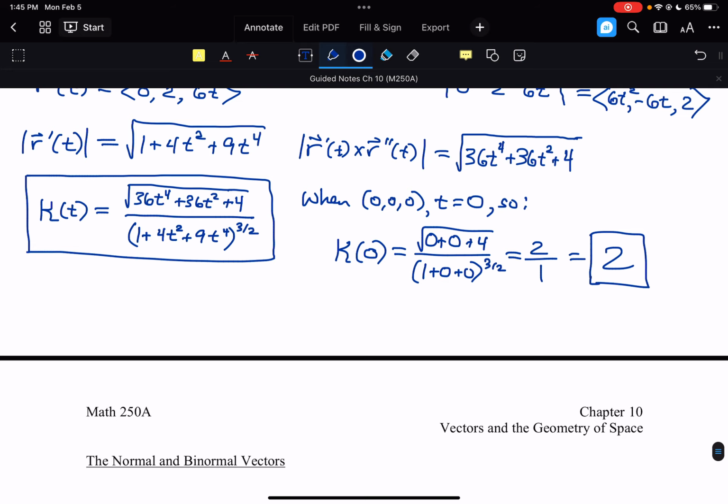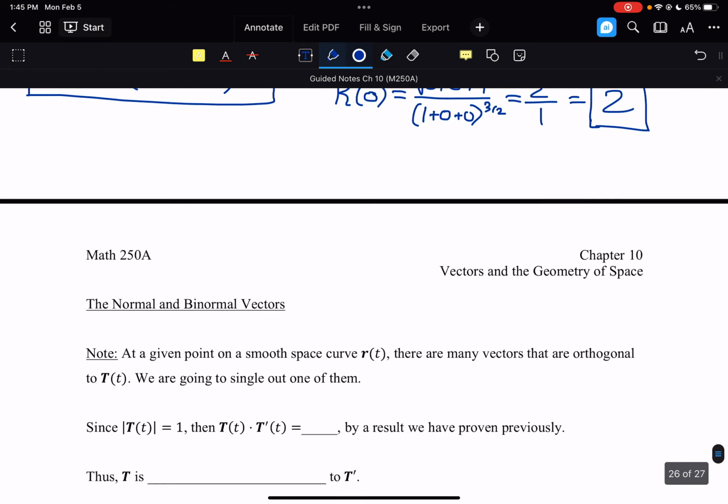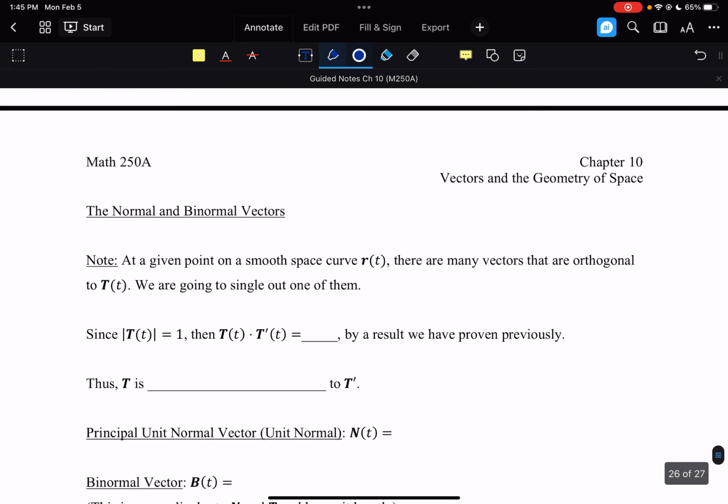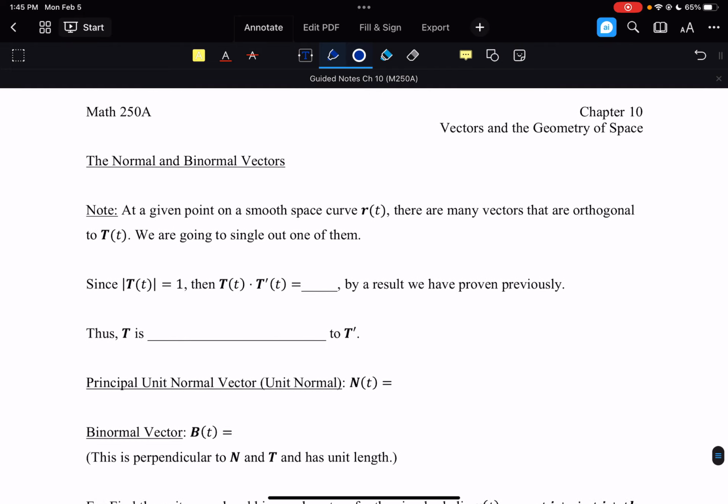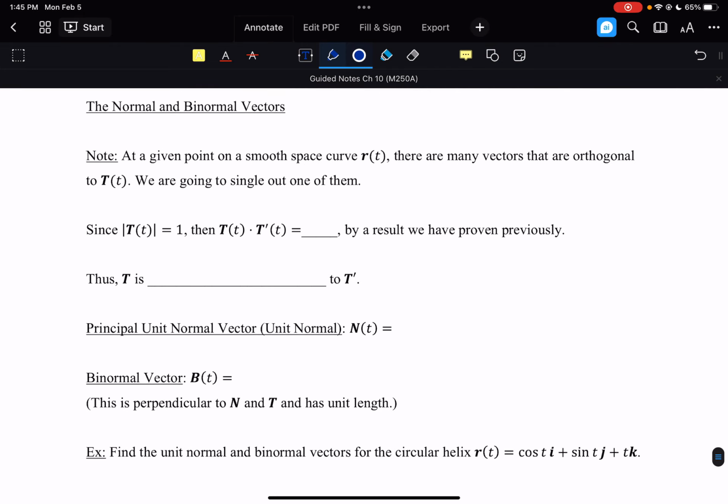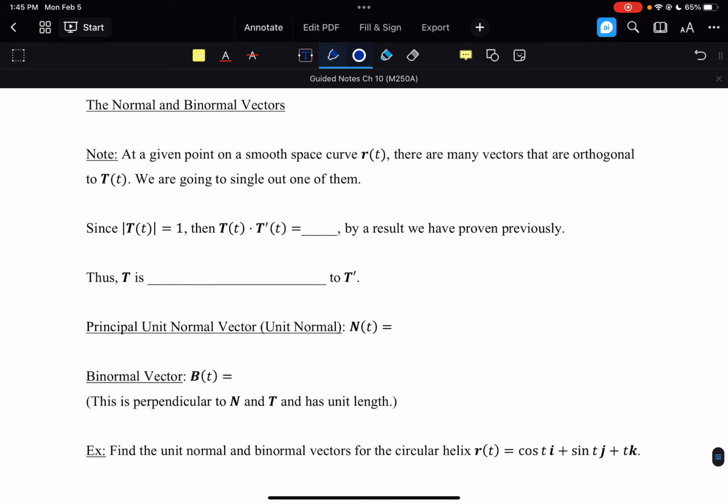All right, the last thing to look at in this section, there's a couple more vectors that we need to take a look at when it comes to mapping space curves, in addition to the tangent vector. And these are the normal and binormal vectors. So a little bit of setup here to get us to these. So at a given point on a smooth space curve r of t, there are many vectors that are orthogonal to T of t. We're going to single out one of them.